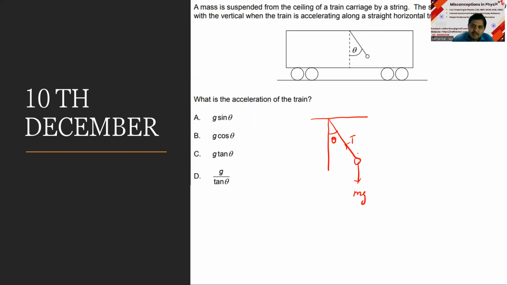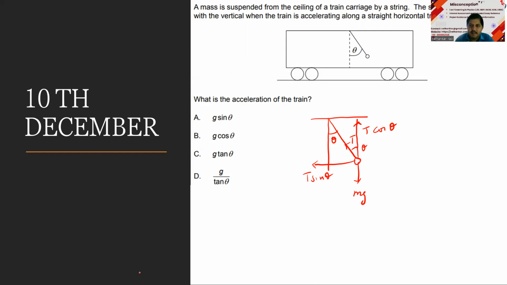Now, we'll resolve the forces. Along the vertical, if this is theta, this angle should also be theta. Thus, in this direction, it is T cos theta, and in this direction, it is T sin theta. Now, which one is an unbalanced force? This is an unbalanced force over here. Why does a force arise? Only when somebody pushes it. Now, who is pushing it?